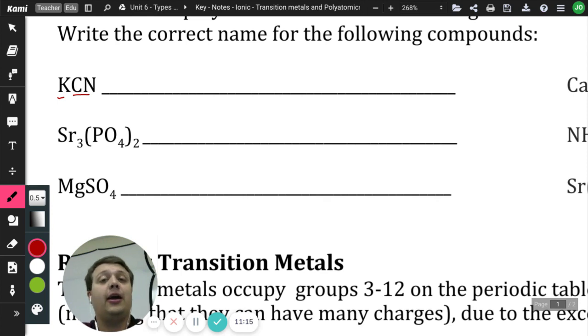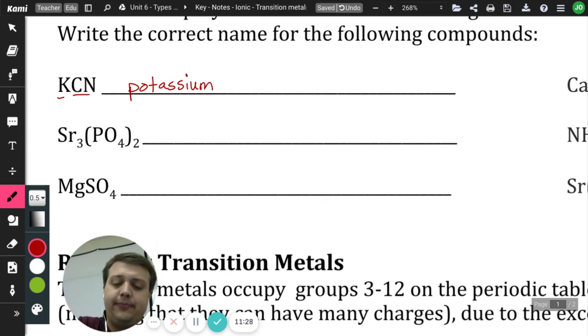So the nice thing about ionic compounds is you essentially just write them as their name is. So K would be potassium. And CN, we already learned, was cyanide. So it is potassium cyanide.